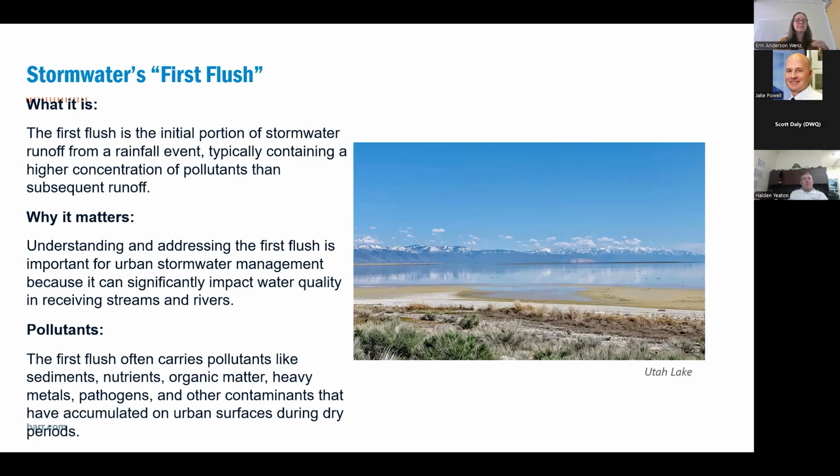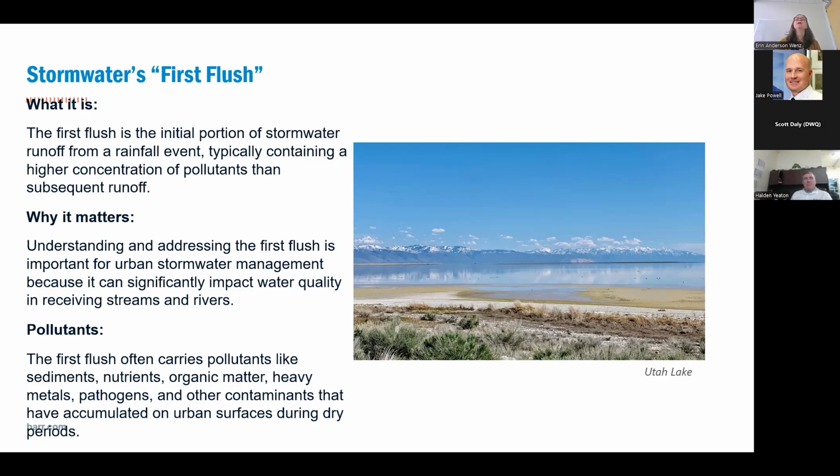And this matters because understanding and addressing the first flush is really important for urban stormwater management because it can significantly impact water quality in receiving streams and rivers. And the pollutants in this first flush are things like sediments, nutrients, organic matter, heavy metals, pathogens, and other contaminants that have accumulated on urban surfaces during dry periods.